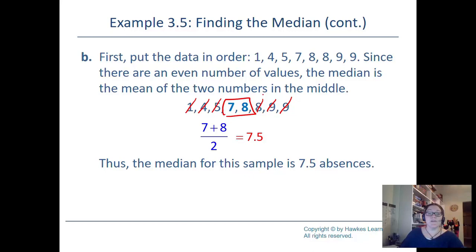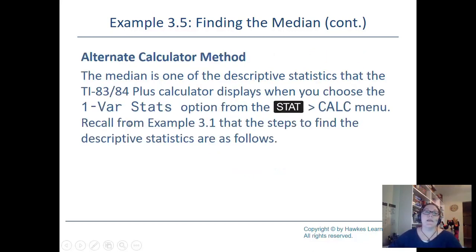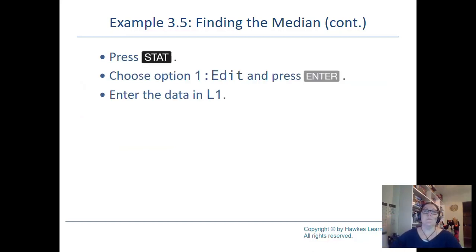Now, there is an alternative method. That alternative method is with your calculator. Okay, so the median is one of the most descriptive statistics used in the TI 83 or 84 plus. The calculator will actually give that to you. So remember when we were looking at that 1-Var Stats option, when you do that, so stat, arrow over to the calculate menu, and then select 1-Var Stats, put everything in list 1 before you do that. Okay, so make sure that you've edited list 1, and then you're going to run that 1-Var Stats again.